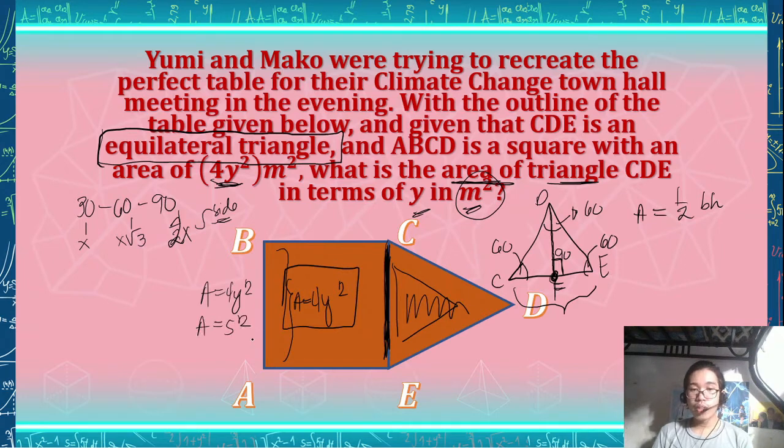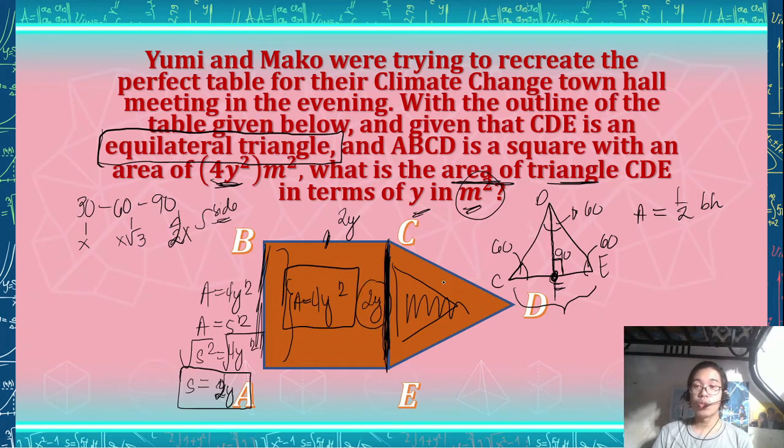Okay, so therefore we can get the value of s, the side measurement of the square, by getting the square root of both sides. Okay, and what's the square root of 4y squared? The value of s is just going to be 2y. Okay, so that's 2y meters. The side measurement of the square is equal to 2y meters, and therefore this side, the base of this triangle, must also be equal to 2y.